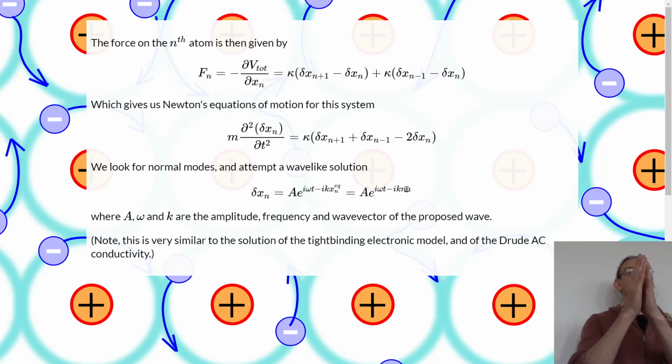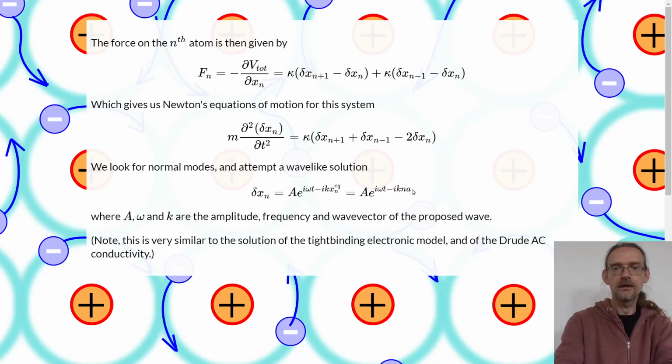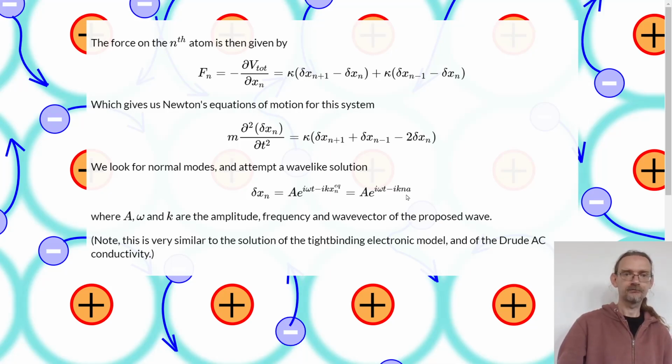So that's going to make it periodic. If I move further along, every time I go along this complex exponential is going to repeat itself. So A, omega and k are the amplitude, frequency and wave vector of the proposed wave.